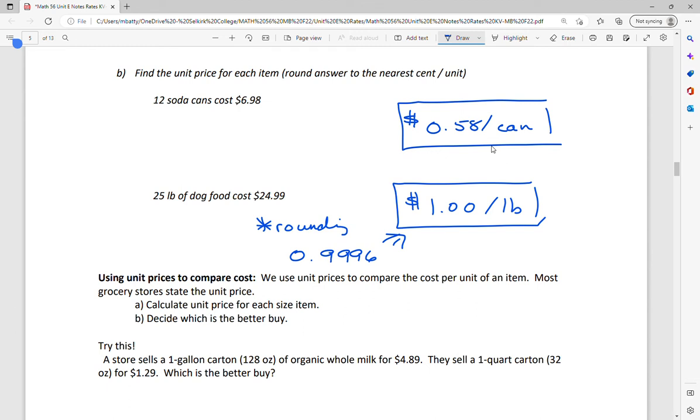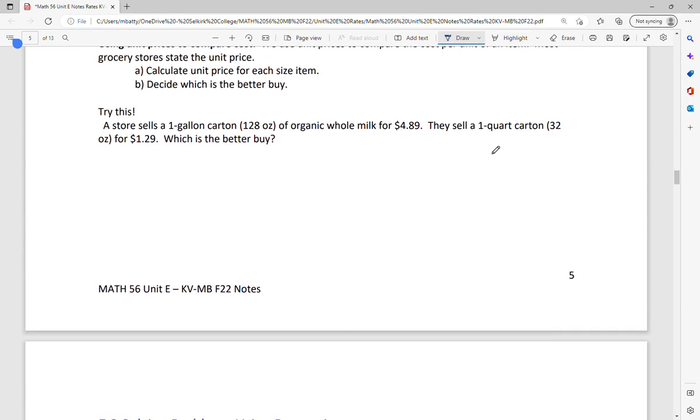Okay, so comparing these, we're using this idea of unit pricing to figure out which is the better deal, right? So we've got a few of these ones to try. There's more in your homework. Just one of these in the notes here. So milk comes in two different size containers, a gallon and a quart. Oftentimes bigger is cheaper, but that's not always the case, which is why looking at unit pricing can actually save you money, especially if there's sales on a smaller sized container. So we're going to talk about the gallon and the quart containers, and we're going to figure out the unit price for each and which is the better buy.